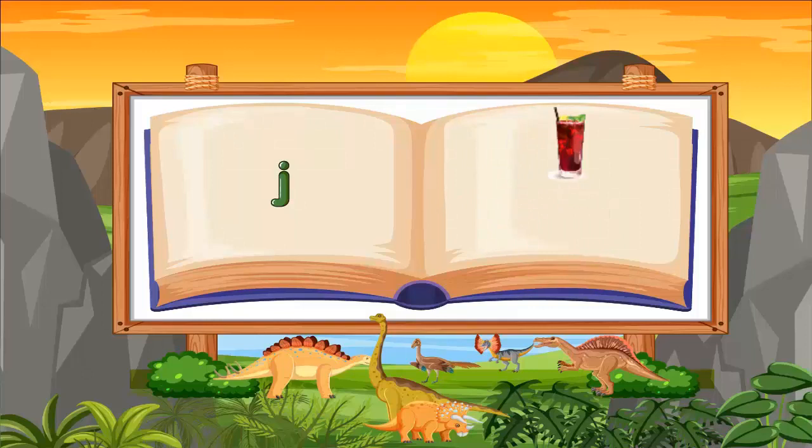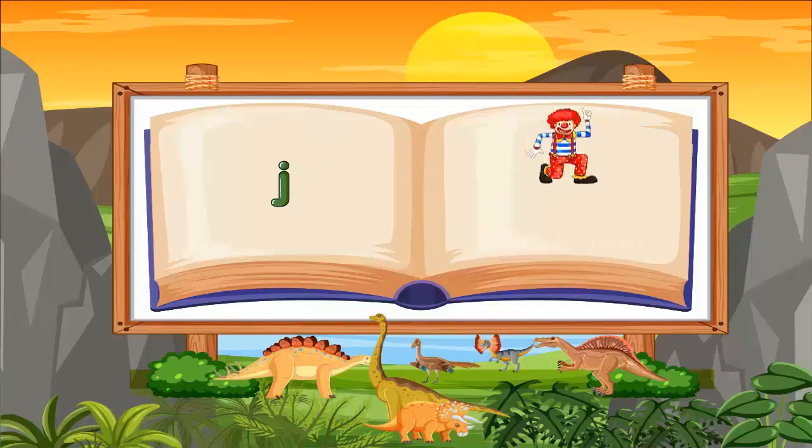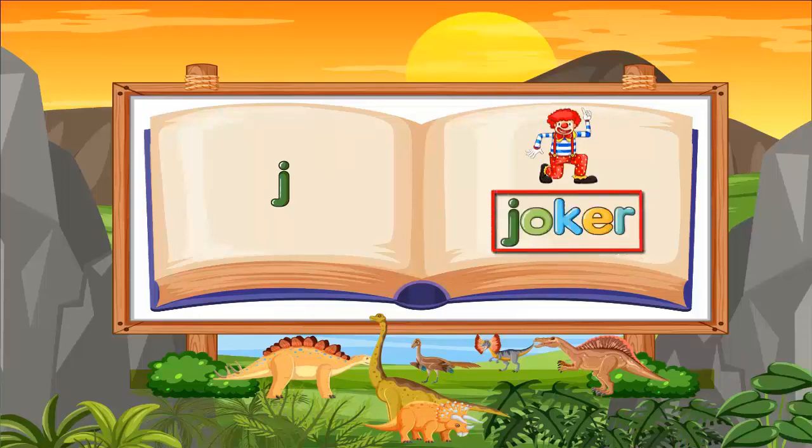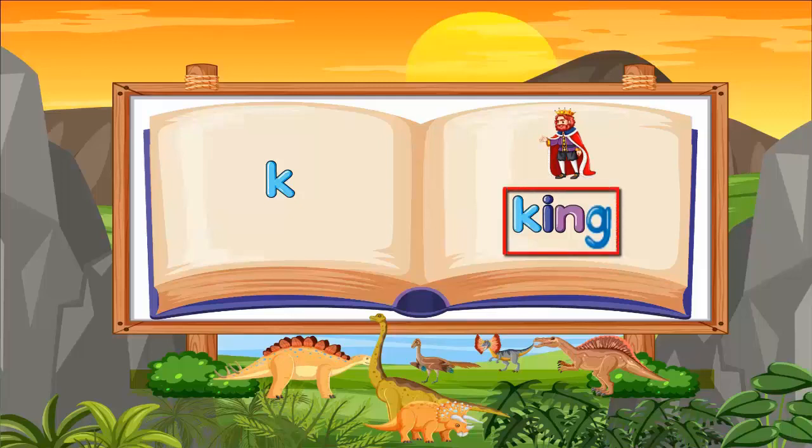J for juice, J U I C E juice. J for joker, J O K E R joker. We are going to learn words starting with the letter K. K for king, K I N G, king.